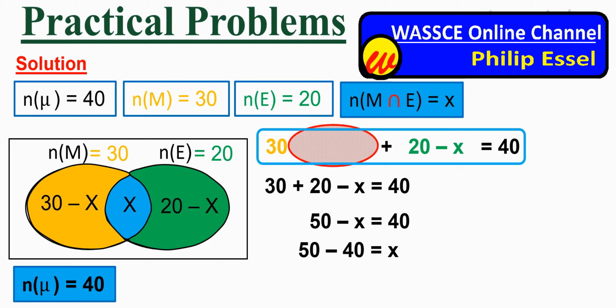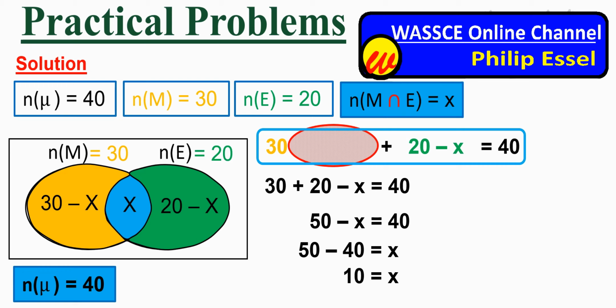Remember, when the negative x moved to the right side of the equation, it became positive. And when the positive 40 moved towards the left side of the equation, it became negative. So remember this. So we now have 50 minus 40 equals x. That will give us what? 50 minus 40 will give us 10 equals x. So we now know the value of x to be 10.